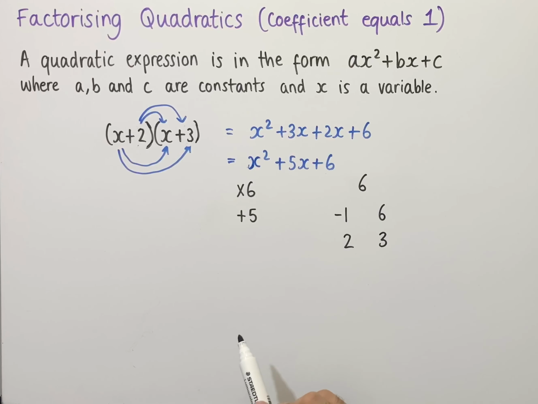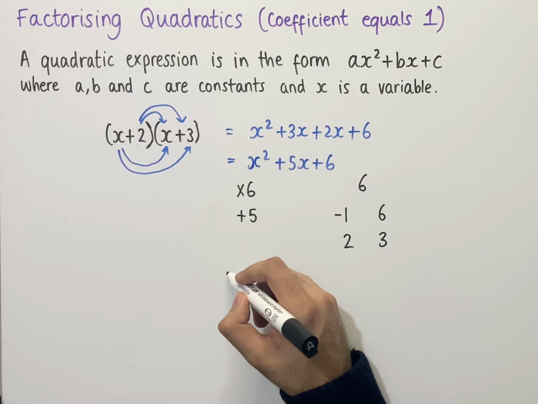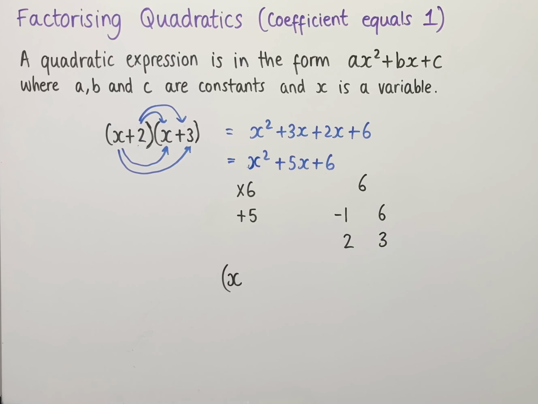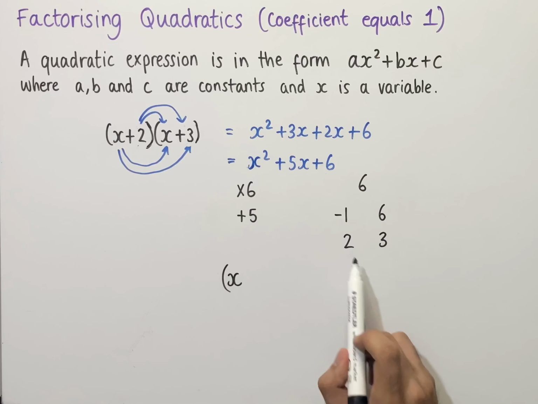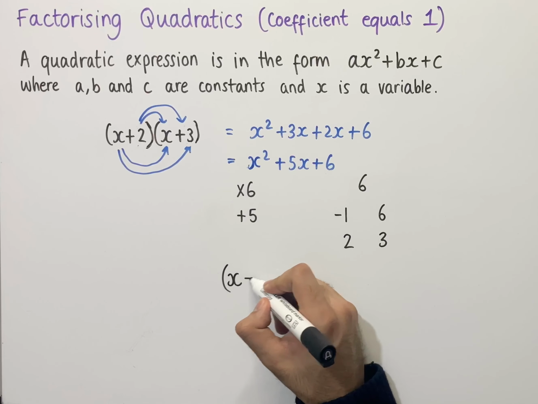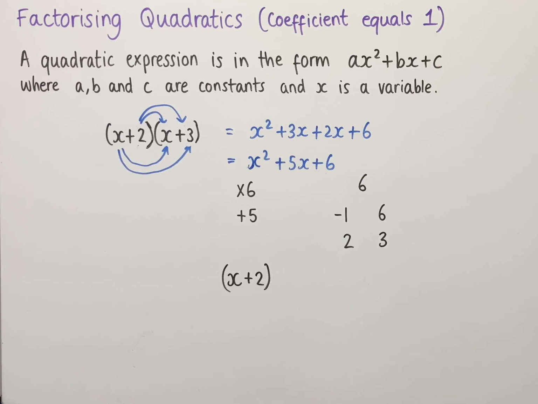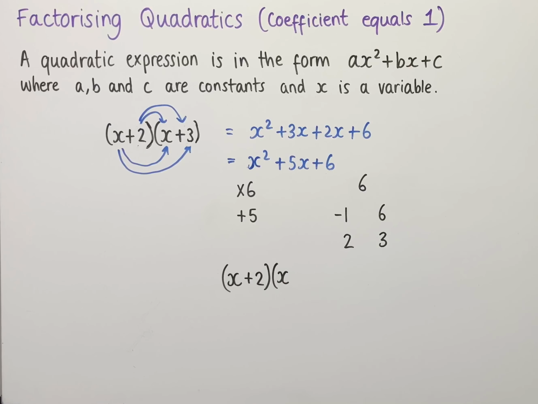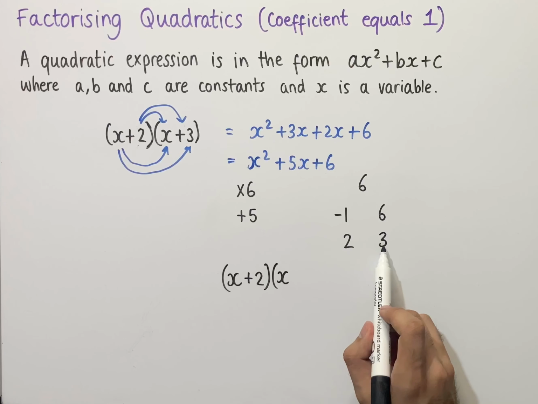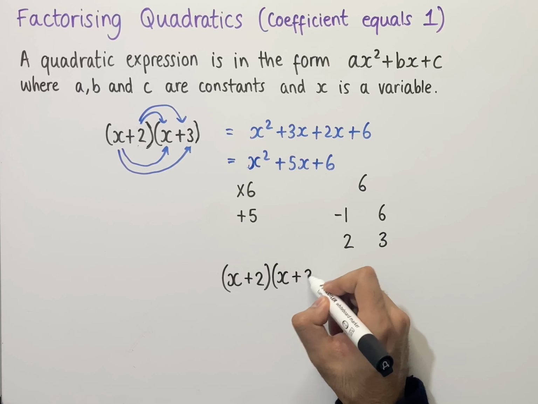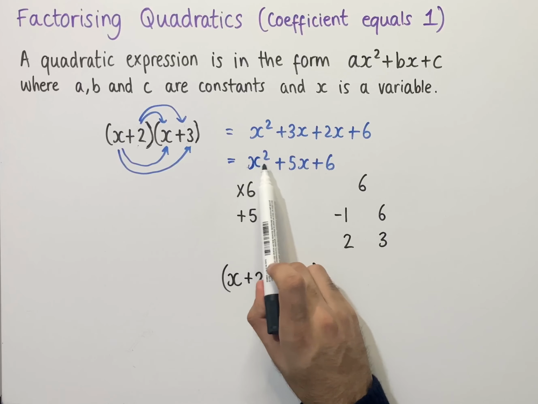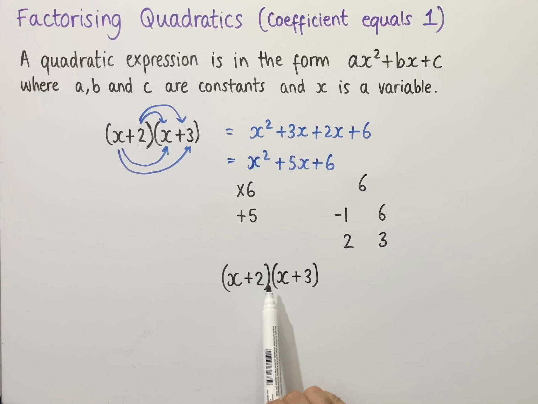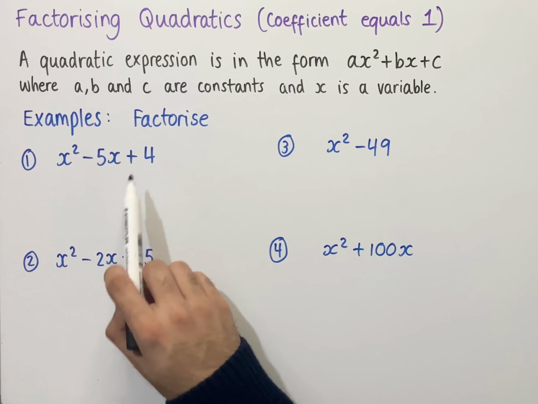So finally, we would then write our answer as a pair of brackets with the first term in the first bracket as x, the second term in the first bracket as one of these numbers. So if we take 2 first, then we have x plus 2 in brackets, and our second bracket with the first term being x, and the second term in our second bracket being the second number. So in this case, positive 3. And so we see then that x squared plus 5x plus 6 factorized is equal to x plus 2, brackets, x plus 3. Let's look at some more examples.